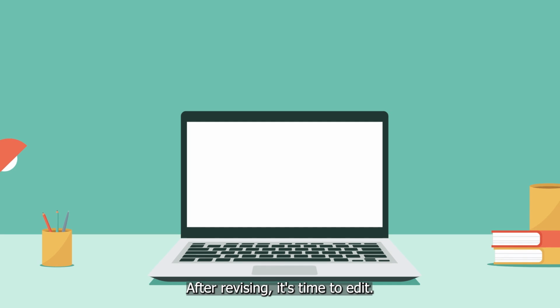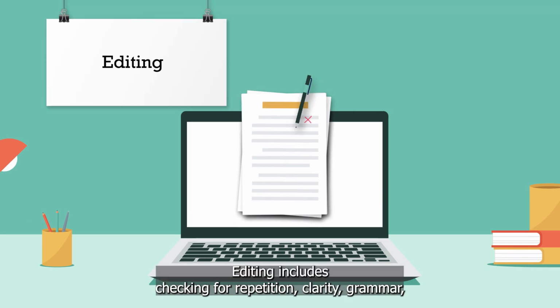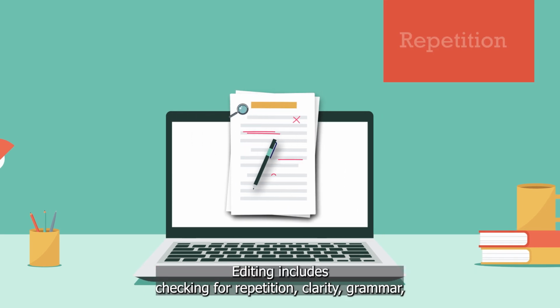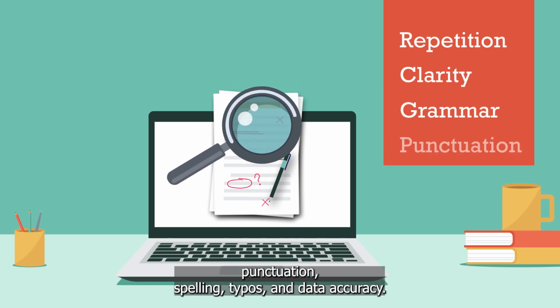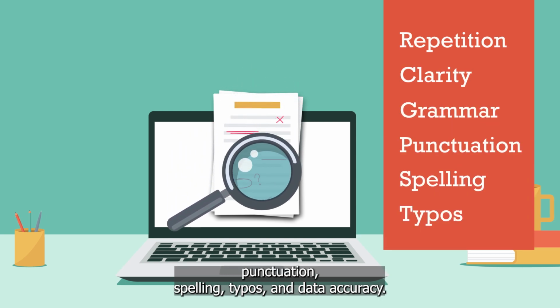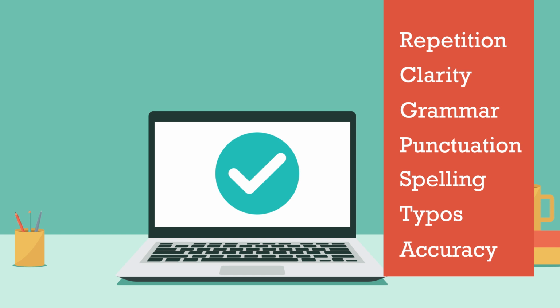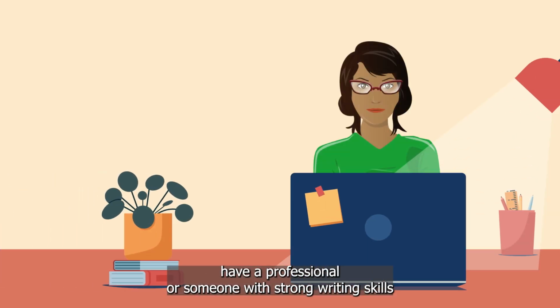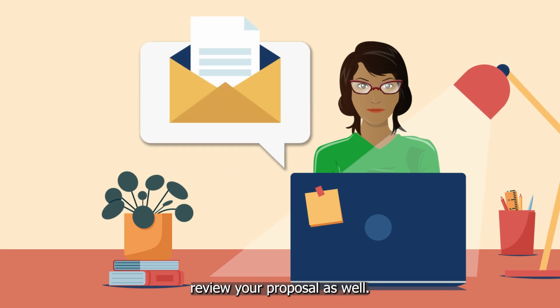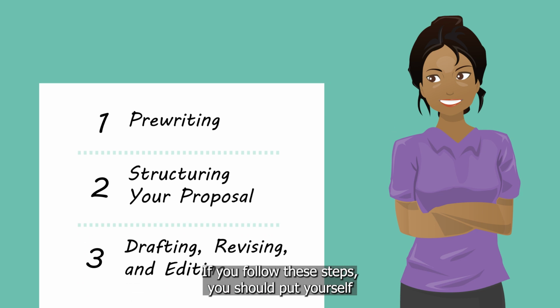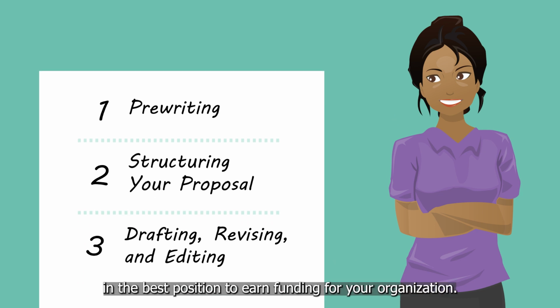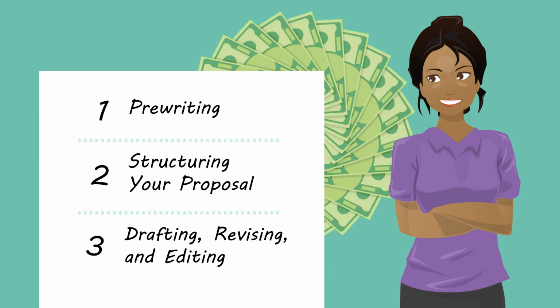After revising, it's time to edit. Editing includes checking for repetition, clarity, grammar, punctuation, spelling, typos, and data accuracy. If possible, have a professional or someone with strong writing skills review your proposal as well. If you follow these steps, you should put yourself in the best position to earn funding for your organization.